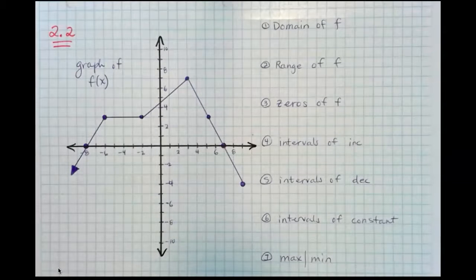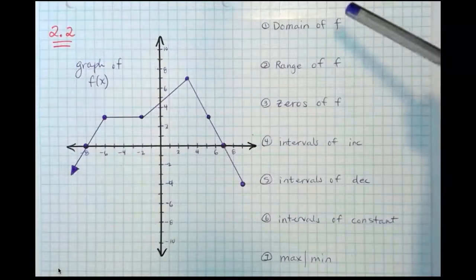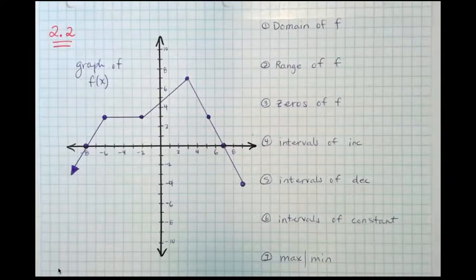So in section 2.2 math analysis, we are going to be investigating more about functions, and this is just a quick graph of a very random function that I've created for you, and we are just going to go through these questions so you can see the types of things that we're going to be looking at in section 2.2. This is the first part of 2.2, and then the second part of 2.2 will be a separate video about piecewise functions. So let's get started and let's look at the domain of function f.